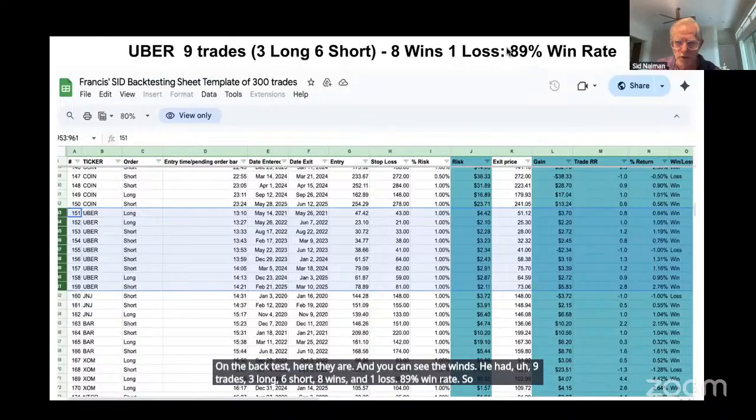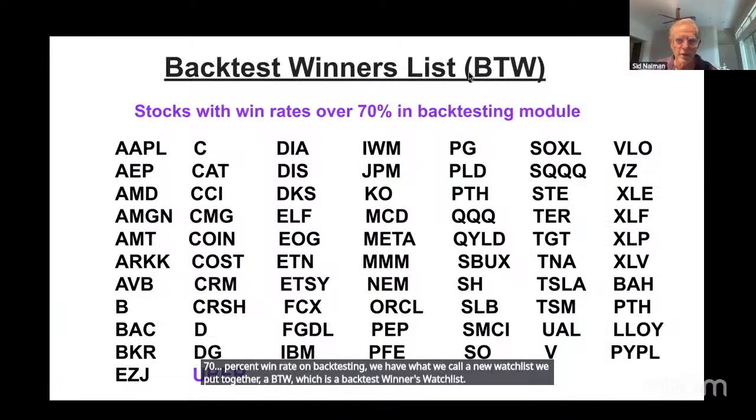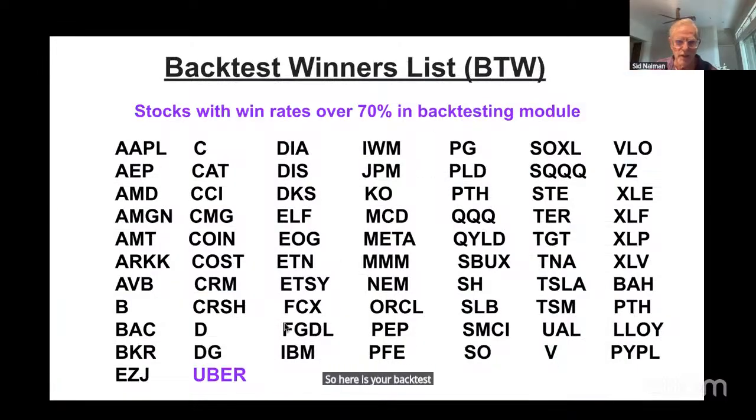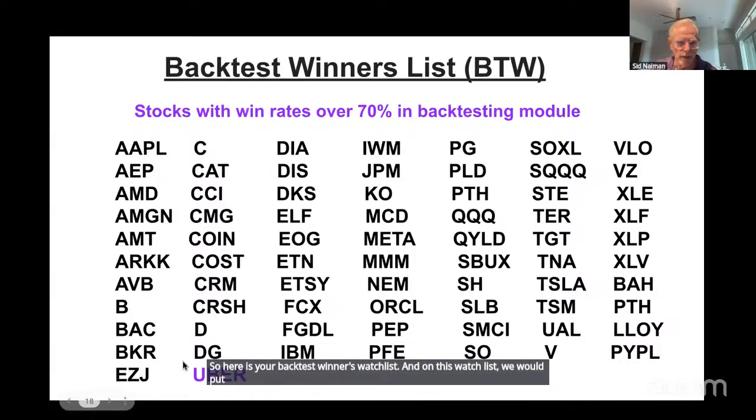So anything over a 70% win rate on back testing, we put on a new watch list we put together, a BTW, which is a back test winners watch list. So here is your back test winners watch list. And on this watch list, we're adding Uber to the list.